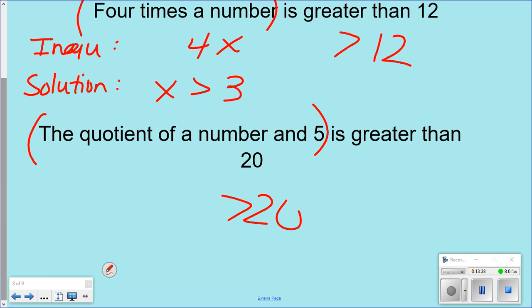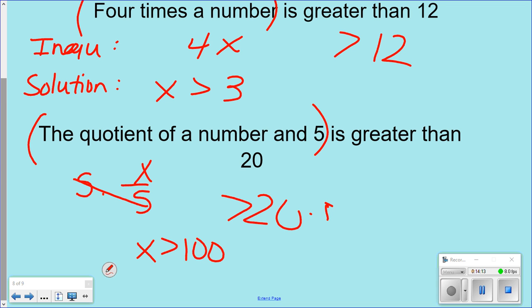What's a quotient? No, dividing. Quotient is the answer to a division problem. So what's that side look like? The quotient of a number. x over 5. Yeah, like x over 5. That's all it looks like. The quotient of a number and 5 is greater than 20. How do you solve it? Multiply by 5. Your answer can be x is greater than 100.